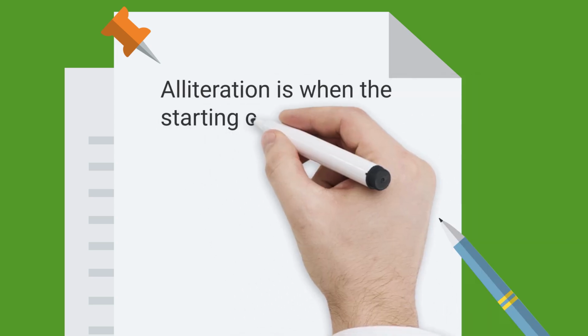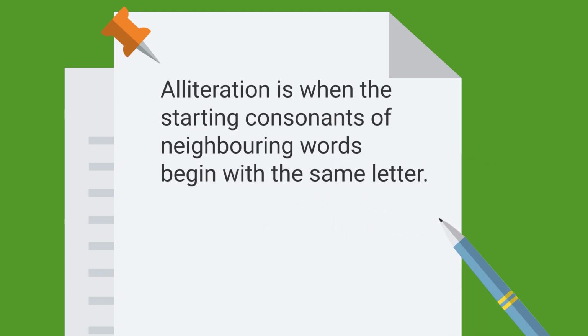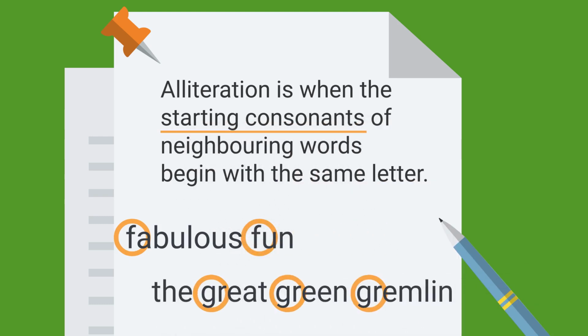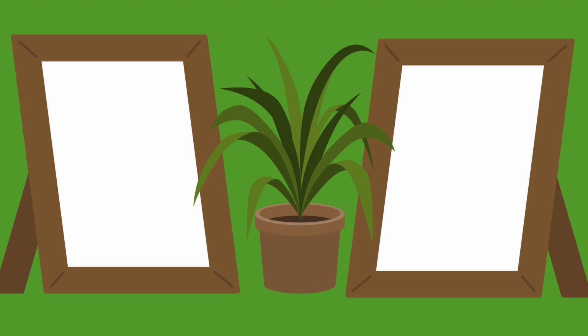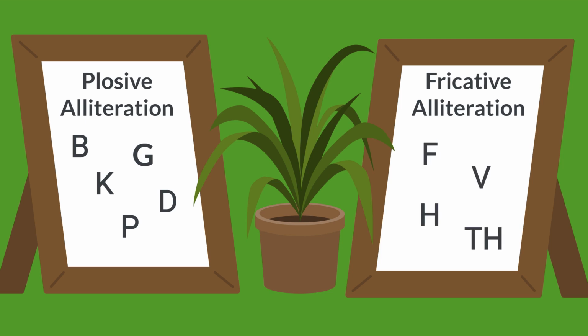Alliteration is when the starting consonants of neighbouring words begin with the same letter. That could be 2 words, such as fabulous fun, 3 words, such as the great green gremlin, or as many words as you want. There are many subcategories of alliteration, such as plosive alliteration, which is the repetition of b, g, k, p, or d sounds, and fricative alliteration, which is the repetition of f, v, h, and th sounds.